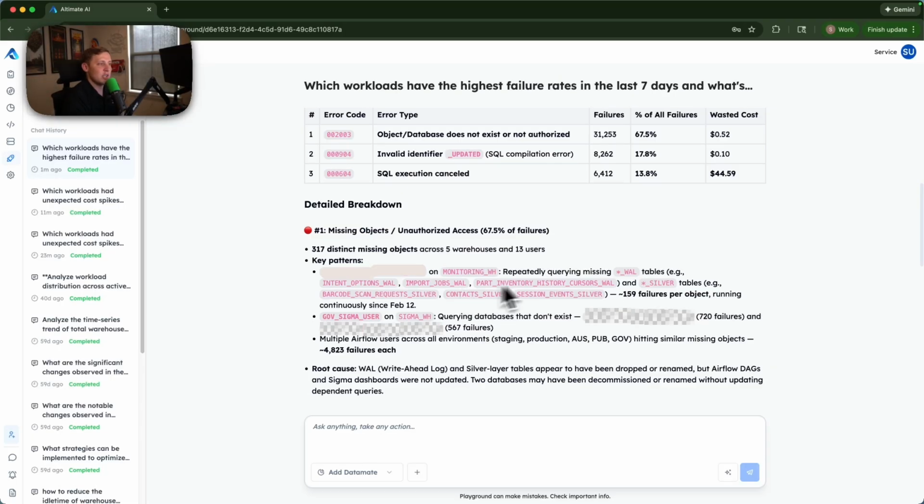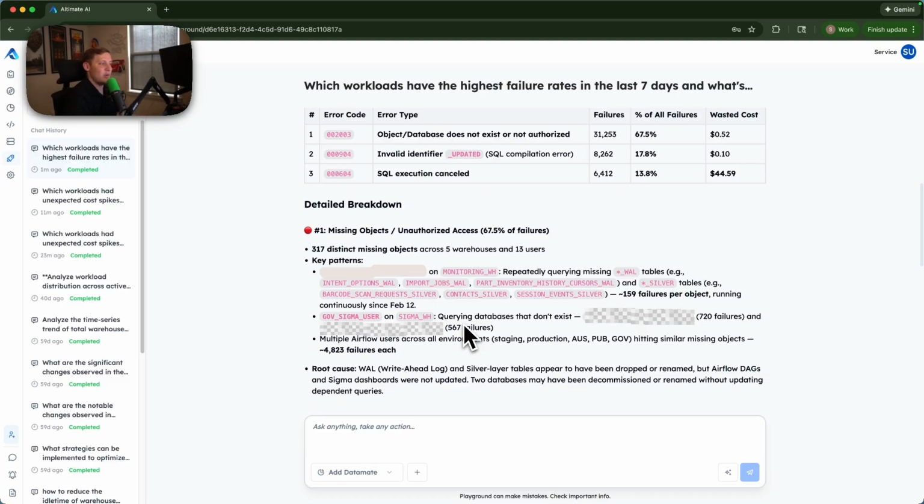So we can get a detailed breakdown here, which for each one of these is going to give you the key patterns and what's going on there. Let's take a look at this missing objects and unauthorized access, which is that 68% of failures. You can see our key patterns here are repeatedly querying missing _raw tables, with some examples, and _silver tables. There's 159 failures per object, which is running continuously since February 12th. We're querying databases that don't exist, and there are some examples there.